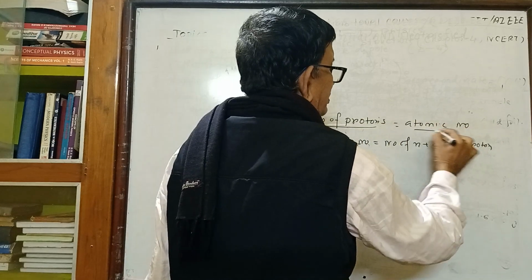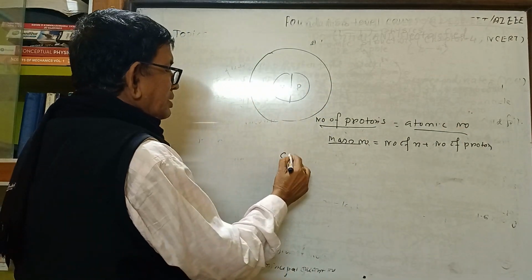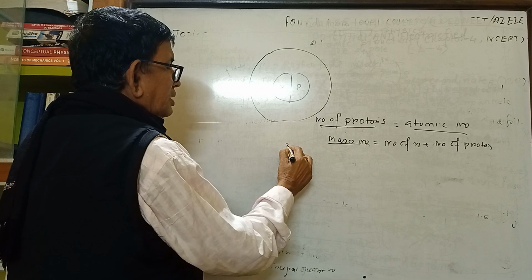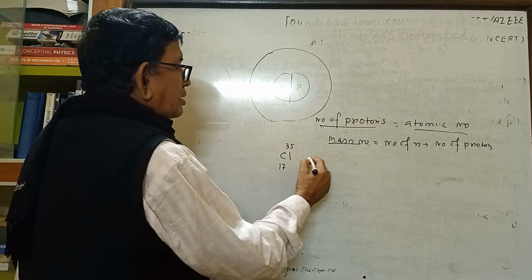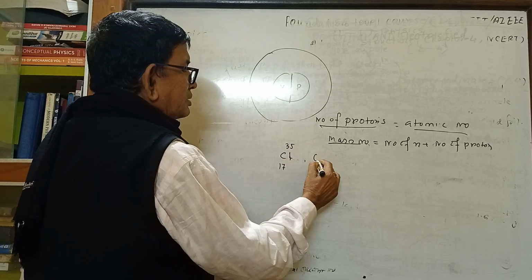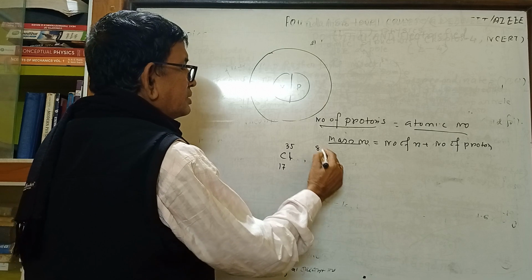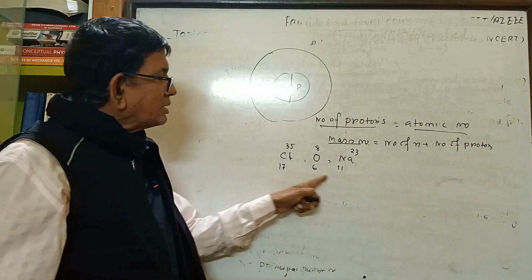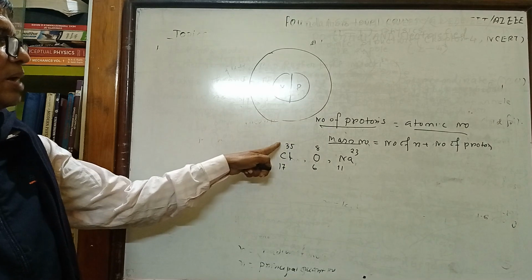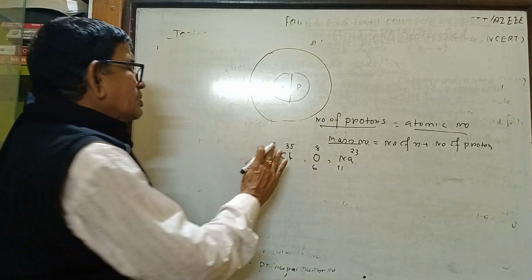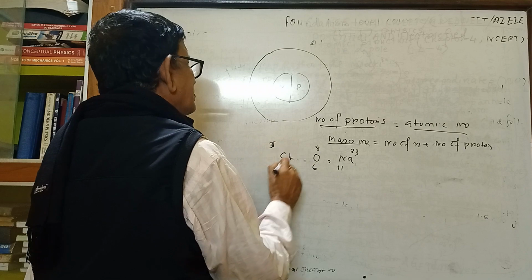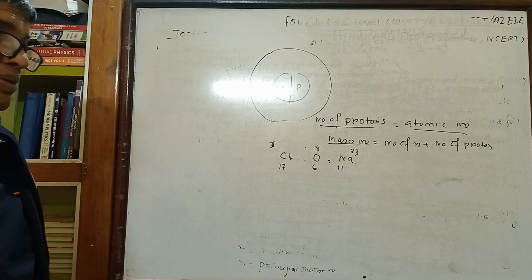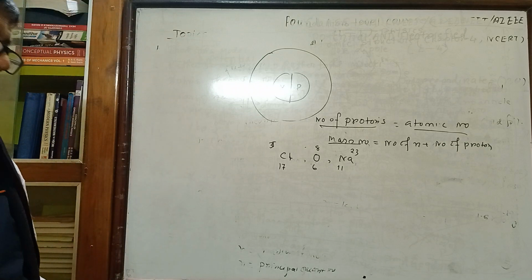That is the atomic number. As for example, chlorine, you can write 17, 35, or oxygen, you can write 8, 16, sodium, that is 11, 23. So lower you write the proton number, the atomic number, and the upper portion is the mass number. Sometimes you can write in this way also, 35, 17, or 16, 8, sodium 23, 11. So this is a very important term, atomic number and mass number.